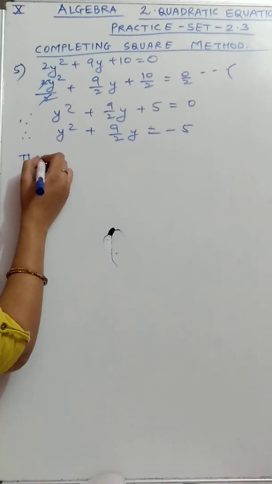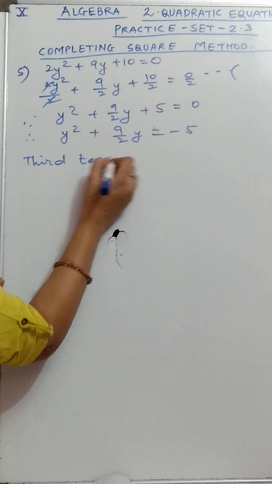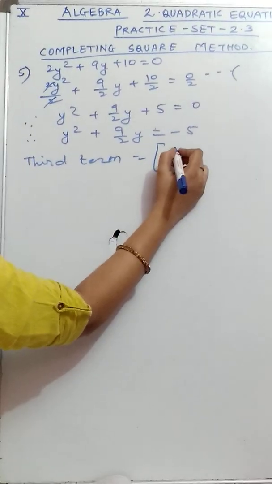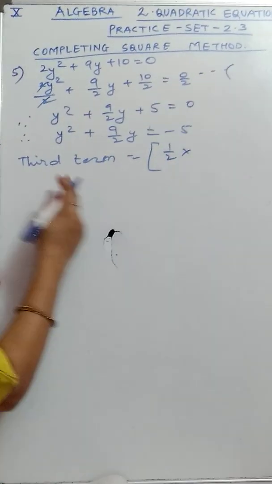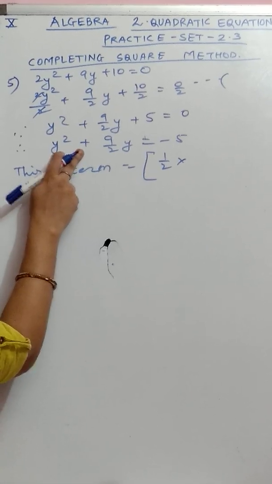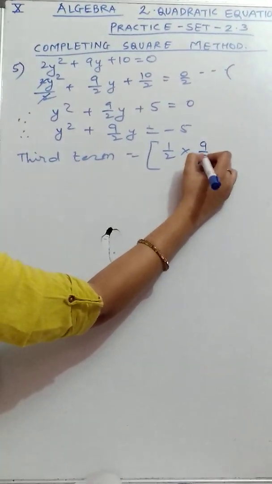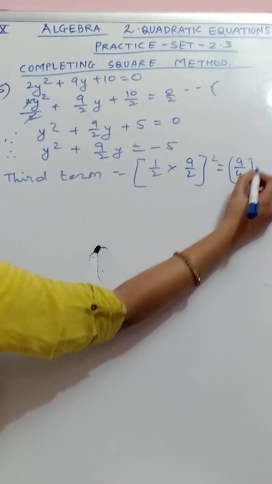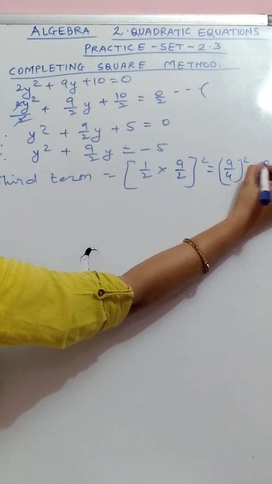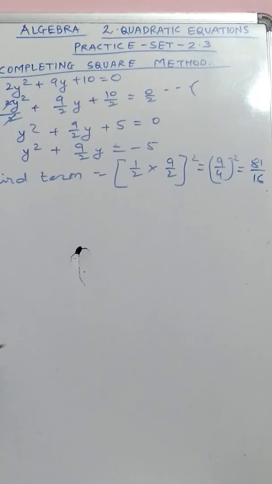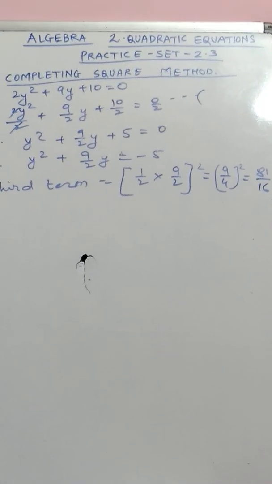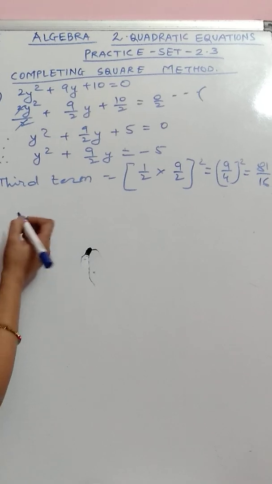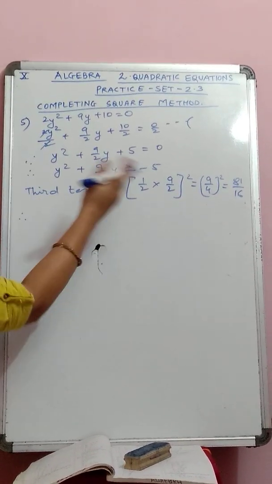Now the third term. For the third term, what you have to write is, in bracket, 1 upon 2 into the coefficient of y. What was the coefficient of y? Plus 9 upon 2. That is 9 upon 2 whole square. That is 9 upon 4 whole square. Means you are getting 81 upon 16. This is your third term. Okay. Therefore, I am adding 81 upon 16 both the sides.